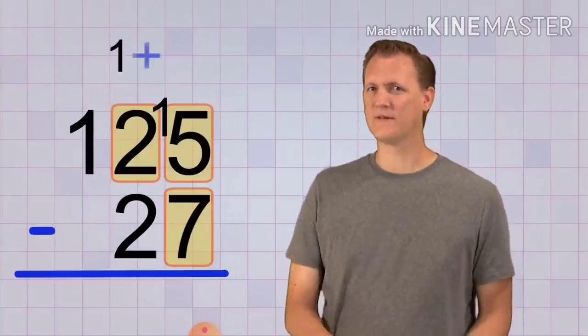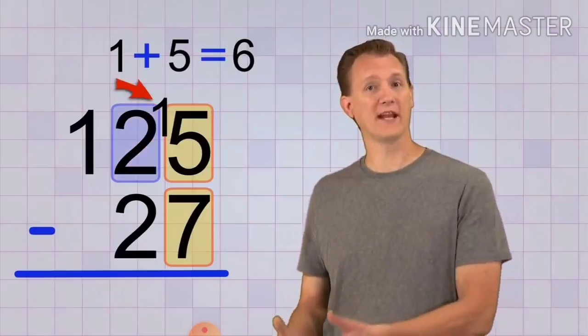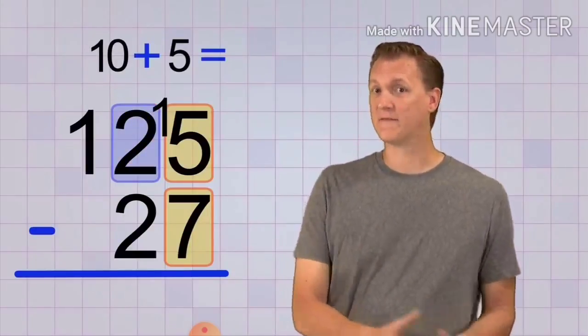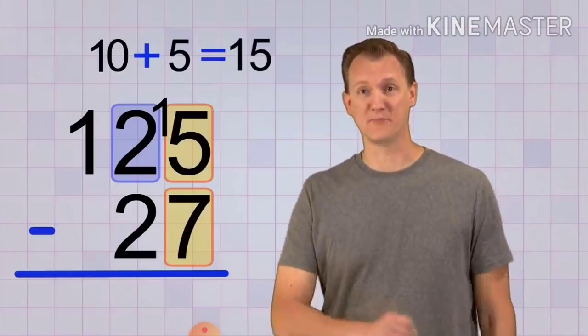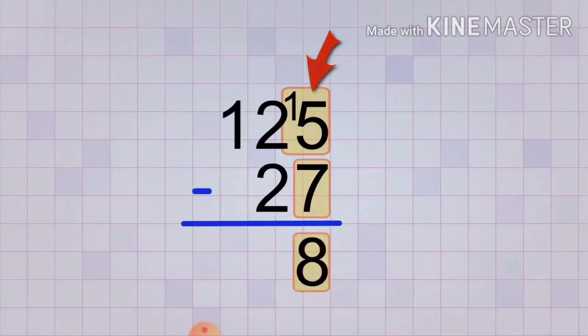But if you just add 1 to 5, you'd get 6. But fortunately, this 1 came from the next number place, and it really represents a 10. And when we add 10 to 5, we get 15, which is big enough. Now, instead of this column being 5 minus 7, it's 15 minus 7. And 15 minus 7 equals 8.